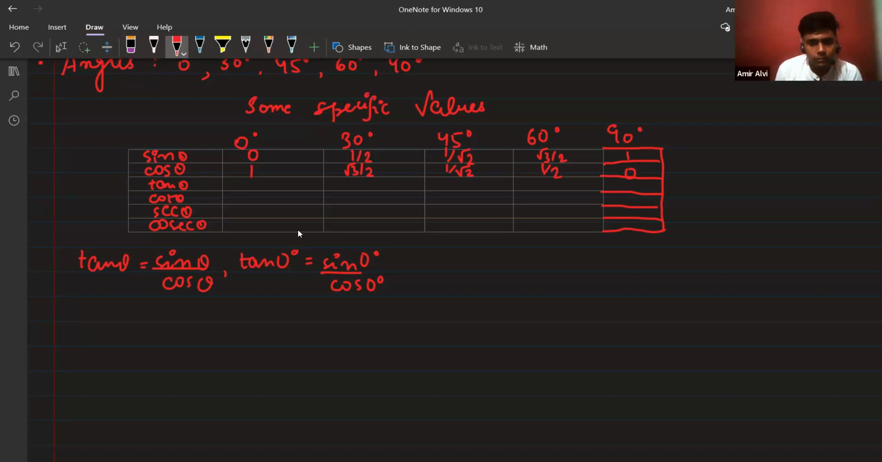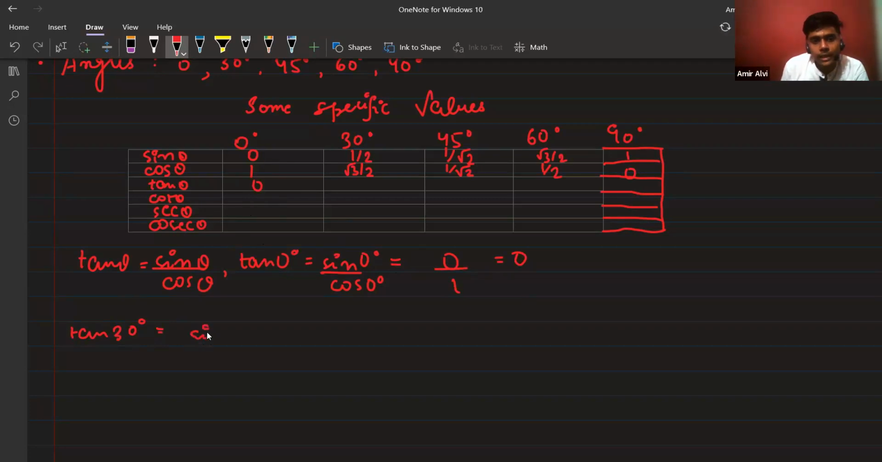So what is the value of sin 0? 0. And the value of cos 0? It would be 1. Which means that tan of 0 is 0.